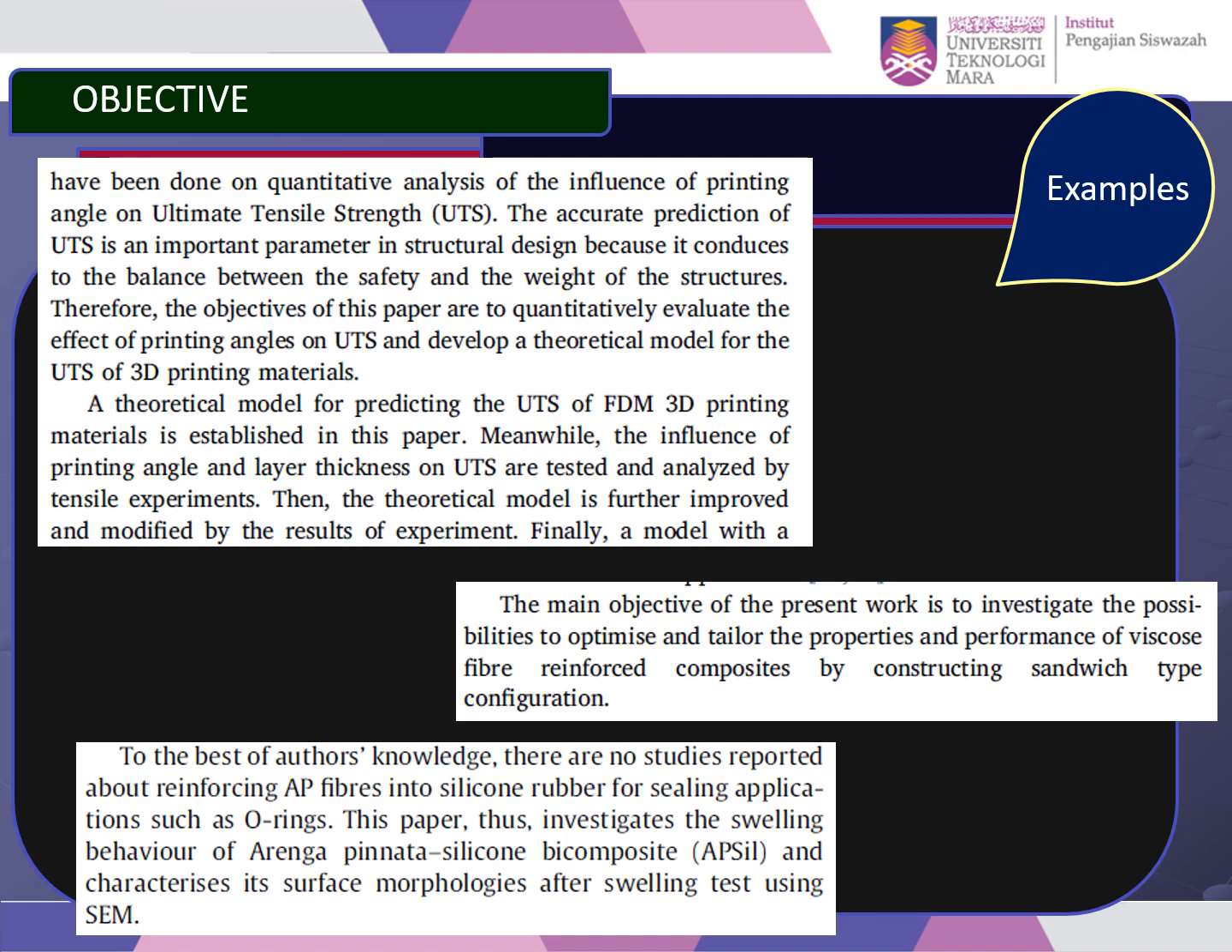Alright, these are the words that you can use on how to write the sentence for the objective of a research article. For example, the main objective of the present work is to investigate the possibilities to optimize and tailor the properties and performance. And then the last one, the bottom one, this paper investigates the swelling behavior. Right?